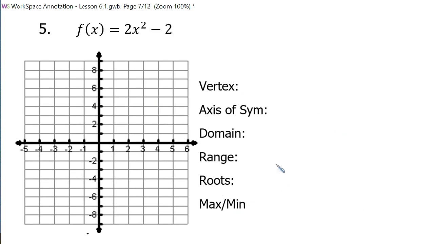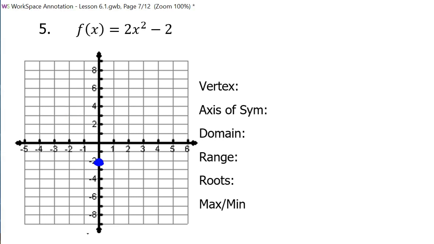All right, number 5. What does the 2 out front make it do? Stretch by a factor of 2. What does the minus 2 at the back make it do? Down 2. So from the origin, we need to move it down 2.